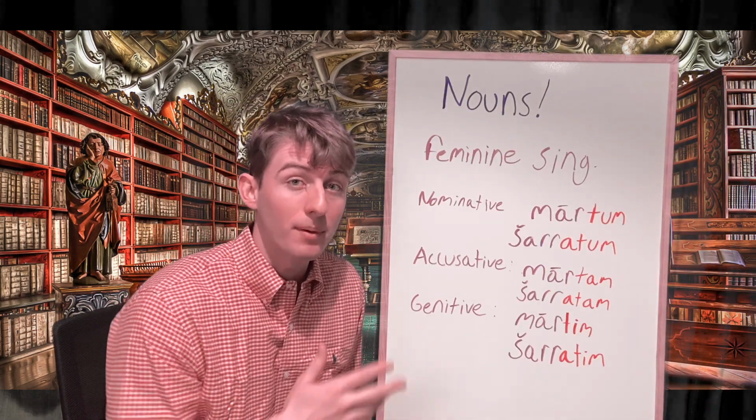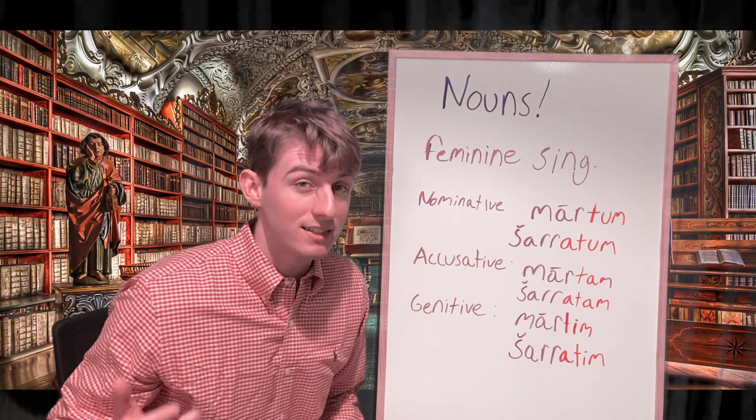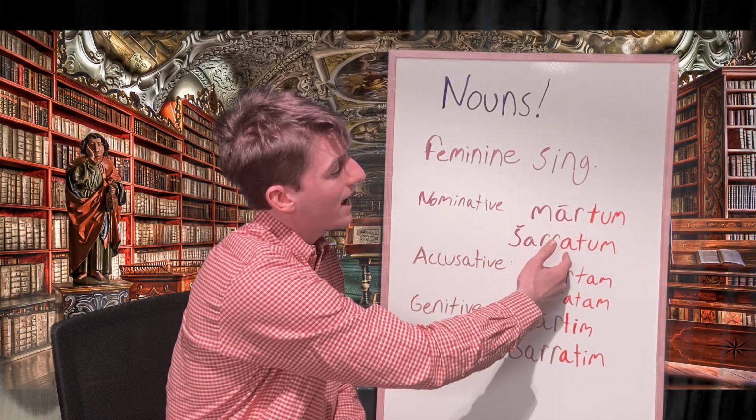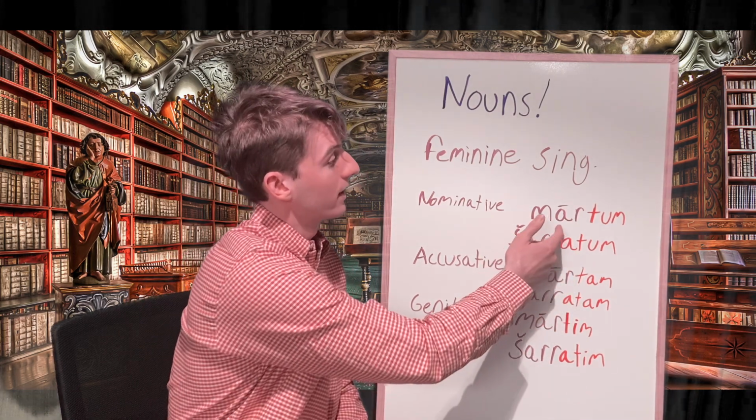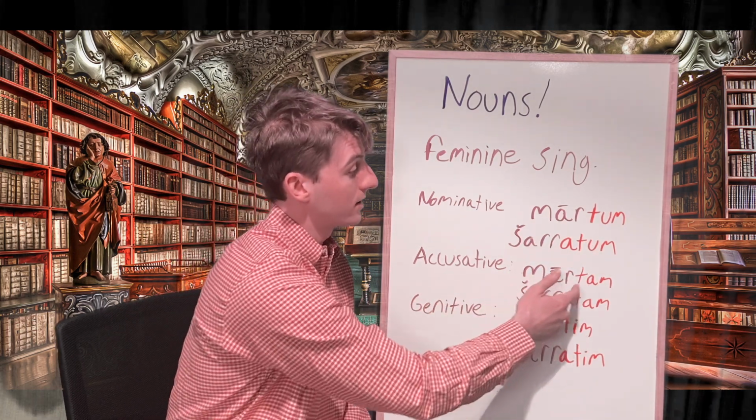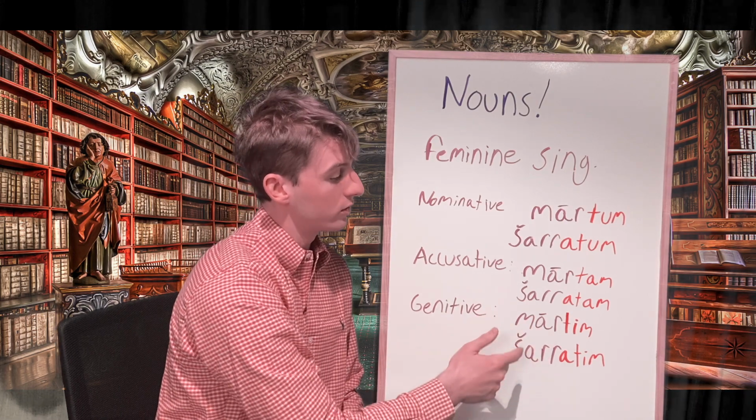So just to recap, as you can see, all of these case endings are going to be the same as the masculine singular, except for the addition of the feminine T and the A, which can separate these consonants. So for the nominative, we're going to get martum or sharatum. For the accusative, we're going to get martam or sharatam. And for the genitive, martim or sharatim.